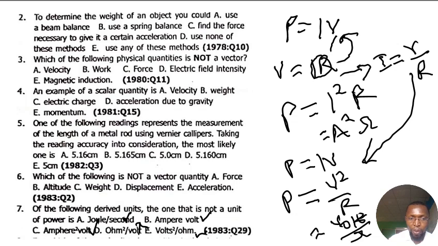Then I square V. We have something like I square V, that is telling us that power is equal to I square V. Is there anything like I square V? No. What we have is I square R. Okay, so the ones that are not units of power are option C and option D.